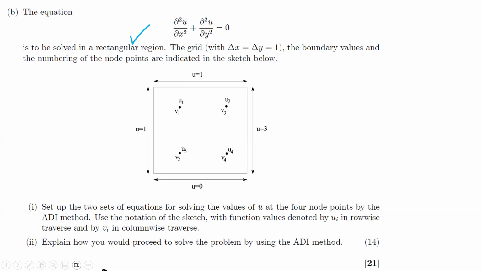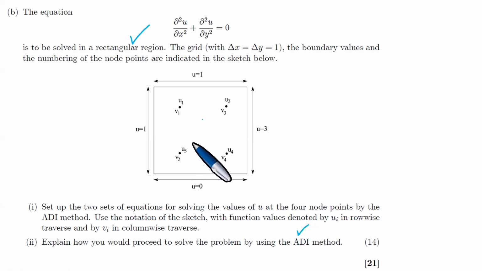Is to be solved in a rectangular region. The grid delta x, delta y equals 1, and the boundary values and the numbering of the node points are given in the sketch below. Okay, in B we need to solve. We're going to show how we solve problems using the methods of length and also some of the methods like the ADI method.